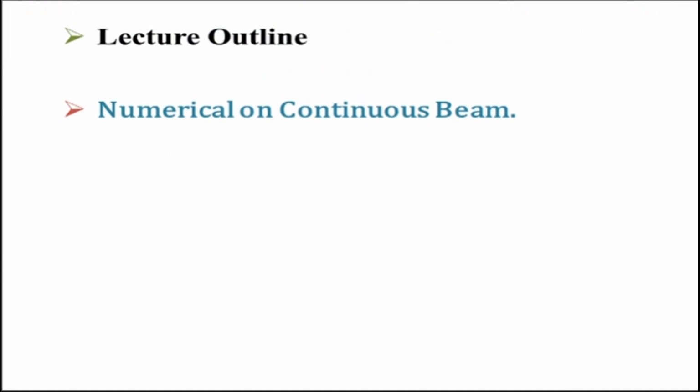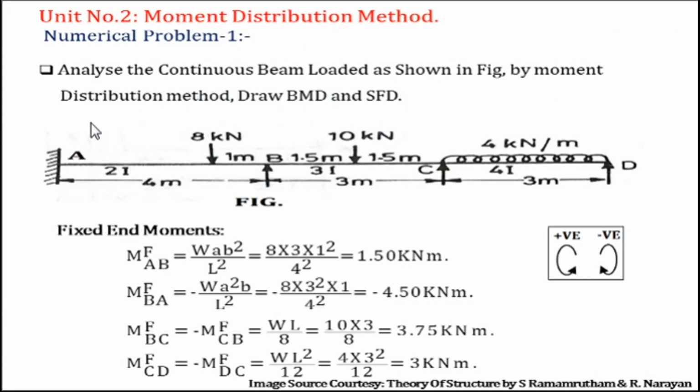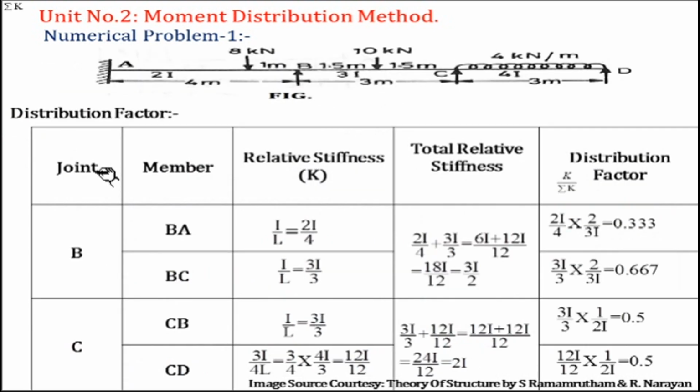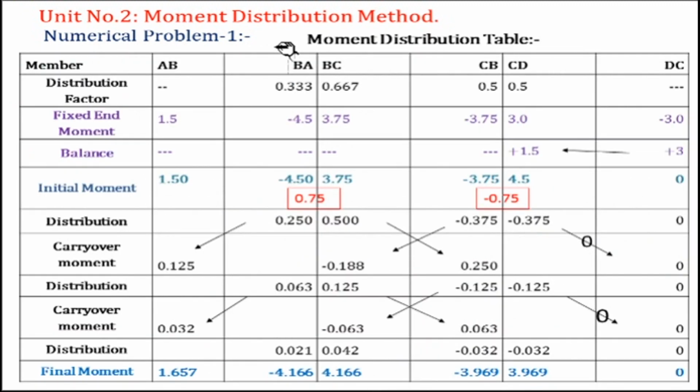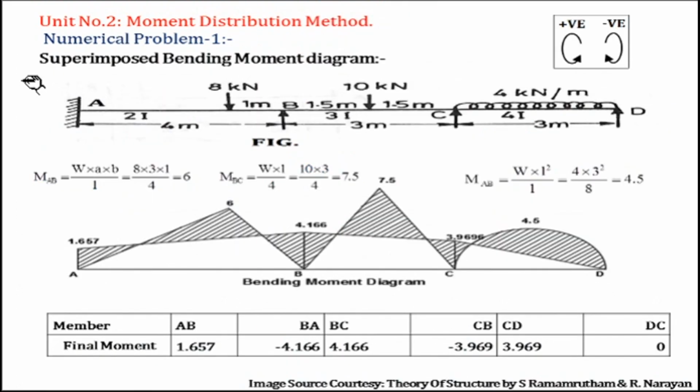Lecture outline, numerical on continuous beam. So this video is the second part of the previous video. In our first part we were dealing with the fixed end moment. We went through the distribution factor and moment distribution table. This is the second part. In the second part we are going for the bending moment diagram.